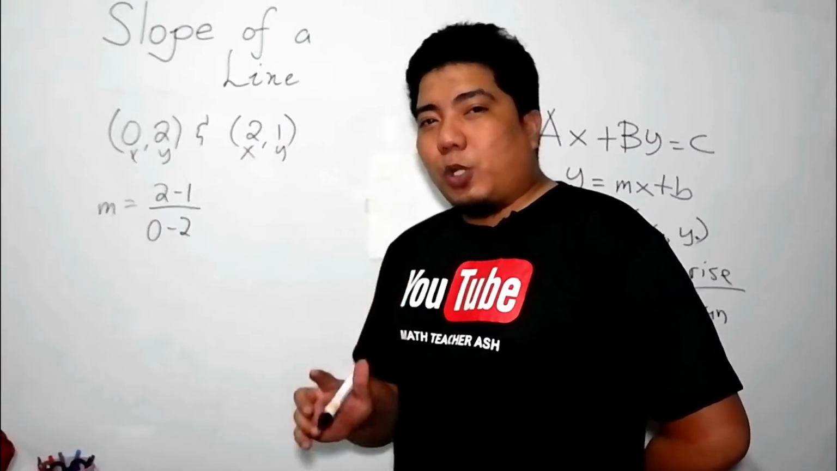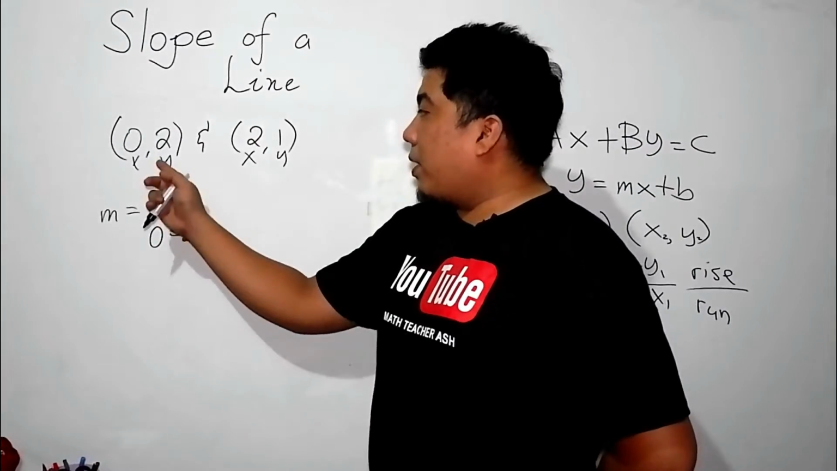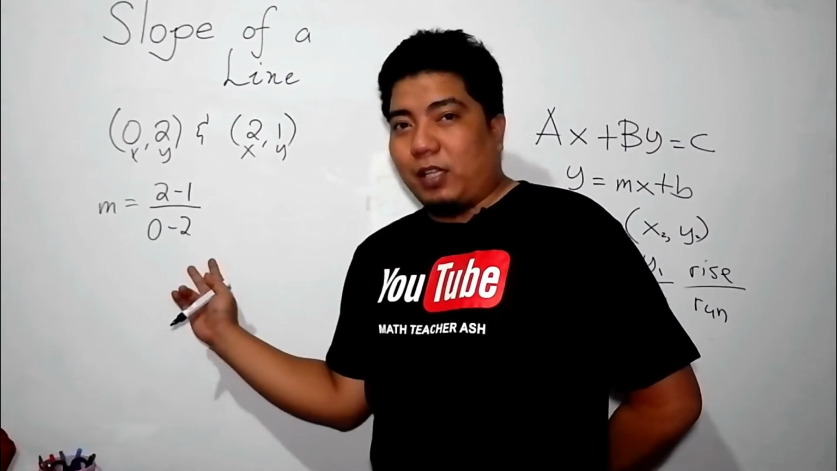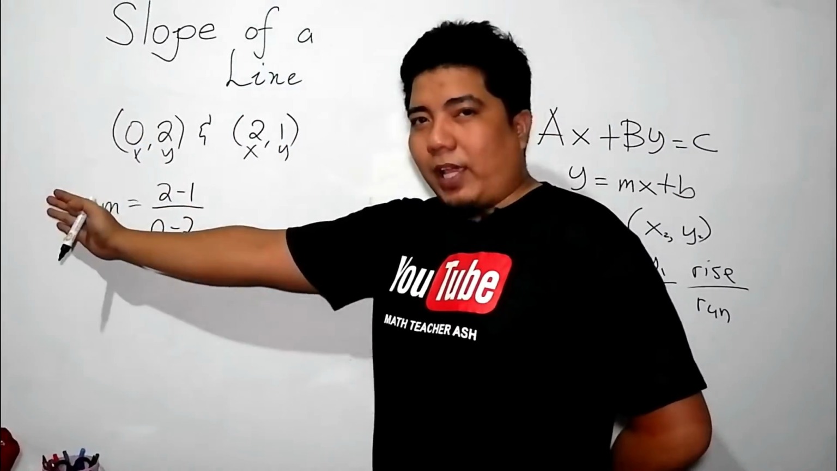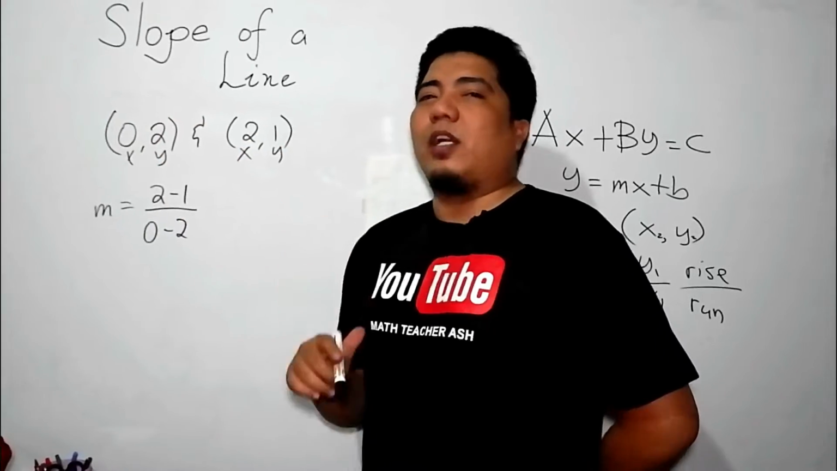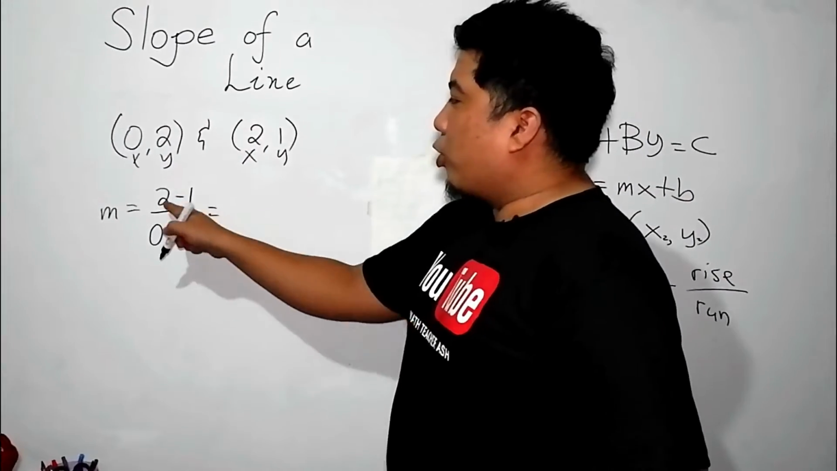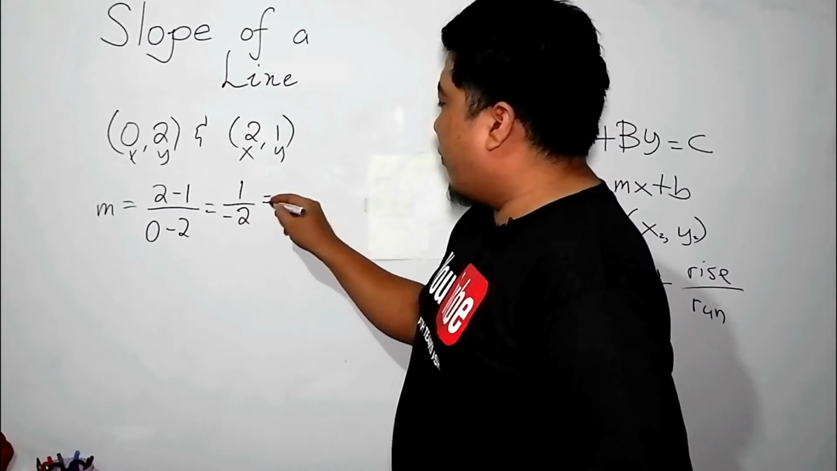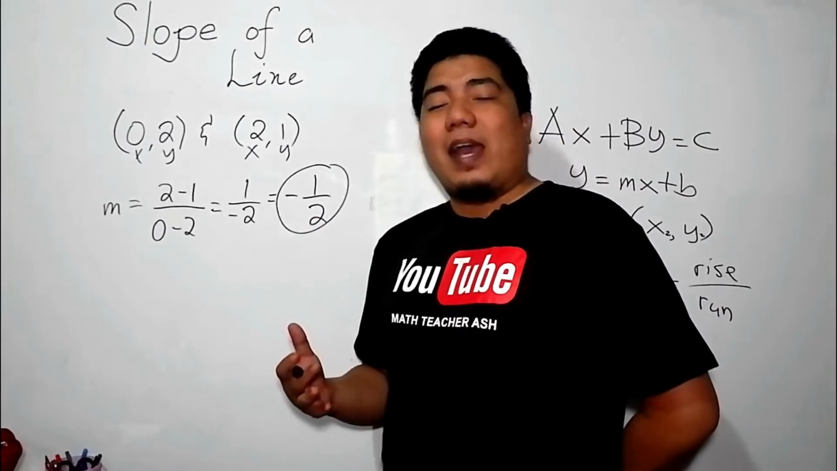Remember, in getting your slope or in getting the difference of y and the difference of x, remember that both y will be subtracted with each other and both x will be subtracted with each other. If you started from the left, same goes to your x. You also start from the left. If you started from the right, same goes for x. You start from the right. Okay? Are we clear with that? Okay, now let's continue. 2 minus 1, that is 1. 0 minus 2, that is negative 2. Therefore, our final answer for our slope is negative 1/2.